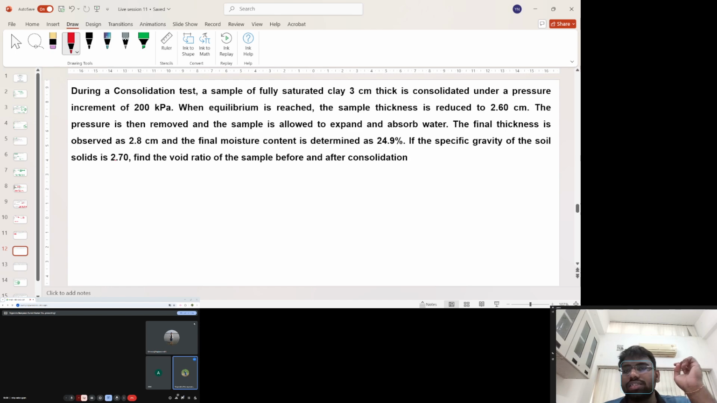Right. During a consolidation test, a sample of fully saturated clay 3 centimeter thick is consolidated under a pressure increment of 200 kPa. When equilibrium is reached, the sample thickness is reduced to 2.6 centimeters. The pressure is then removed and the sample is allowed to expand and absorb water. The final thickness is observed as 2.8 centimeter and the final moisture content is determined as 24.9%. The specific gravity of the soil solids is 2.7. Find the voids ratio of the sample before and after consolidation.